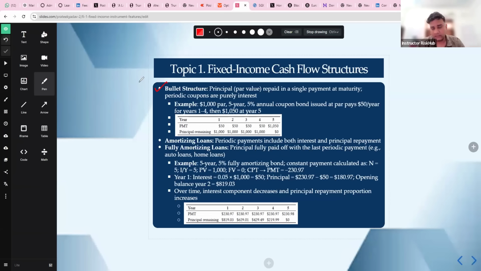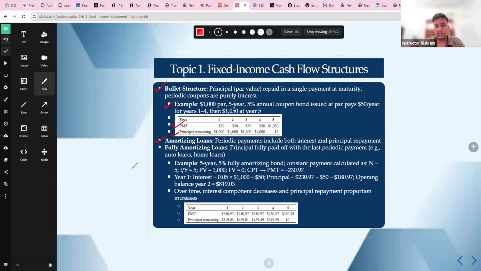at maturity, right? For example, let's say there is a $1,000 par, 5-year, 5% annual coupon bond issued at par, and it pays $50 per year, right? So the cash flows from year 1 to 4, you are paying your $50 each year. Then year 5 will have $50 coupon plus $1,000 principal. So 1050, right? The key point is principal remains outstanding until the end. From the real world perspective, most plain vanilla corporate as well as government bonds are your bullet bonds, right? Very, very straightforward.